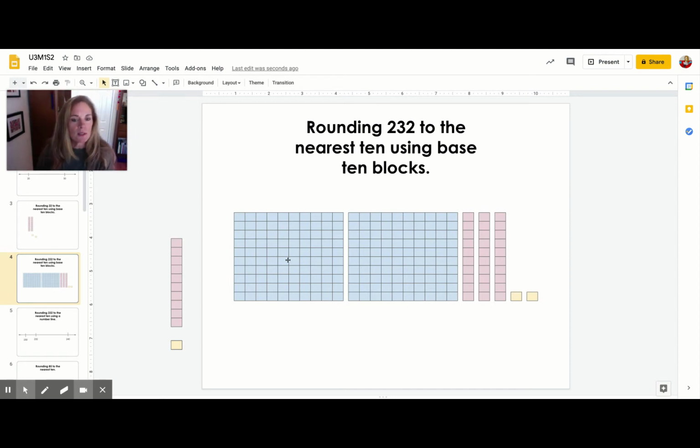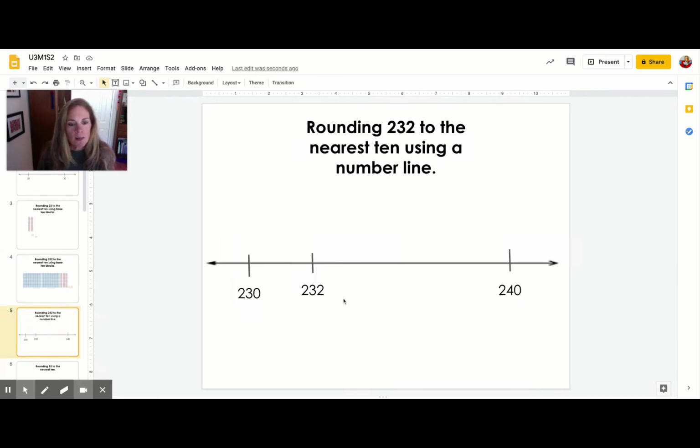So these are hundreds. These are your 200s, 100, 200. That number is going to stay the same. And then you have your 10, 20, 30, 31, 32. So this is what your 232 looks like using base 10 blocks. And again, you're thinking, 32 is in the tens. We're thinking about, are we rounding this number to 30 or are we going to round this to 40? Because 40 is the next 10. I'll show you on a number line what that looks like.